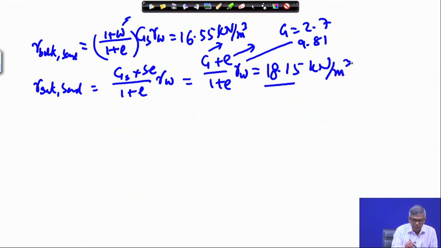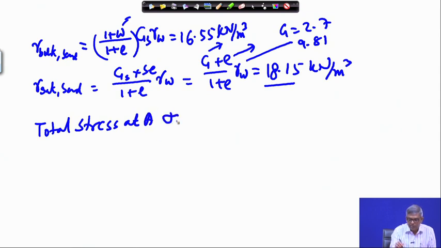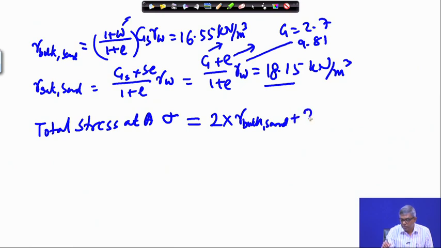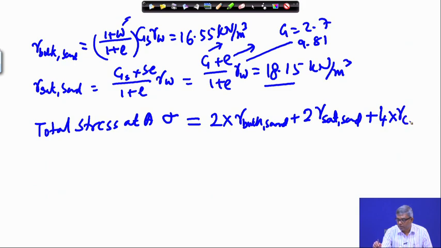Then total stress at A, that is nothing but sigma. So, sigma will be how much? 2 meter depth was gamma bulk. So, that means gamma bulk sand plus 2 meter of gamma saturated sand plus we have 4 meter of gamma clay and that is saturated.